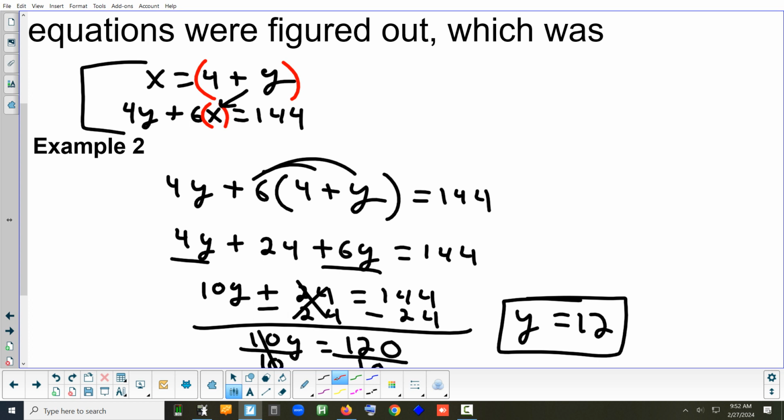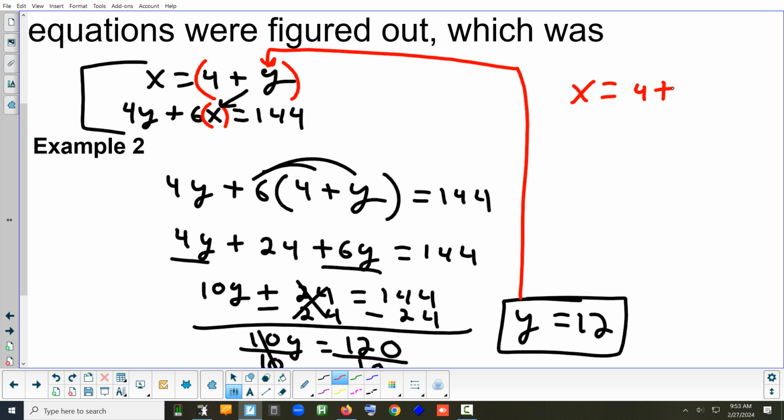You can choose either equation. You'll get the same answer. But which one is easier? X equals 4 plus y. Yeah. Always pick the one that has the letter by itself. Okay, so let's do that. We get x equals 4 plus, what are we going to plug in for y? 12. So what do we get for x?